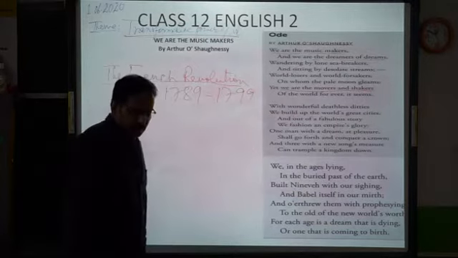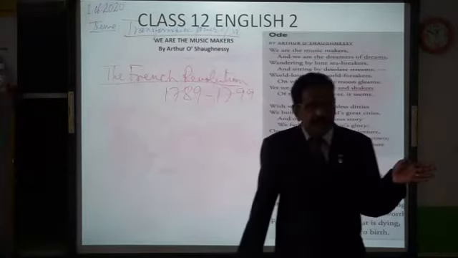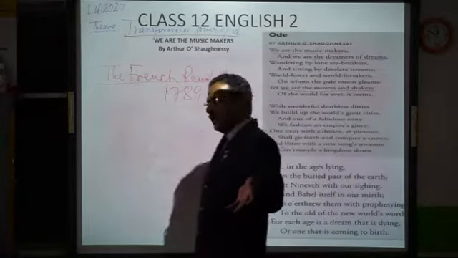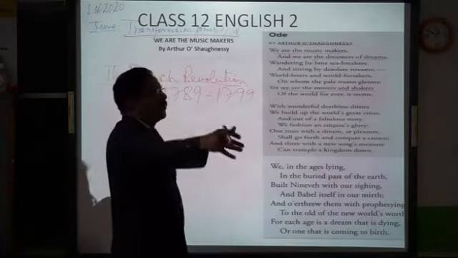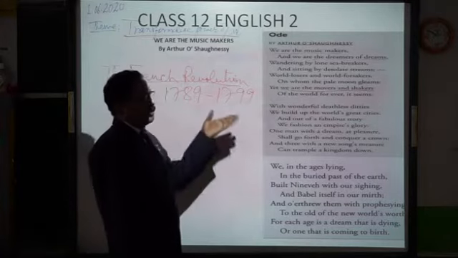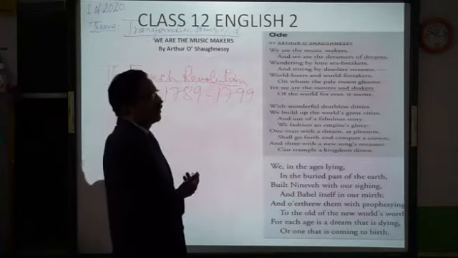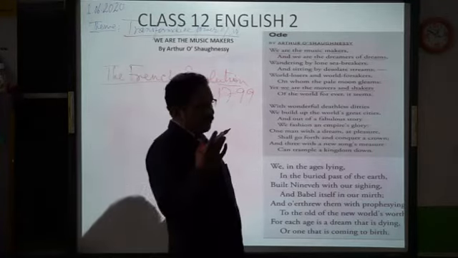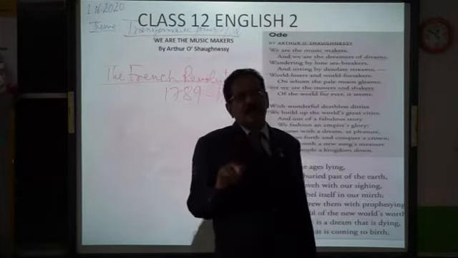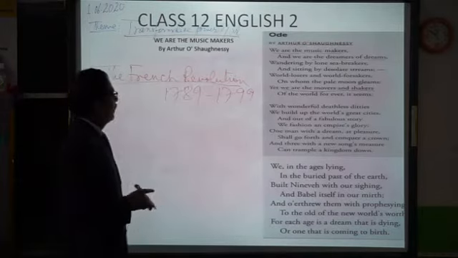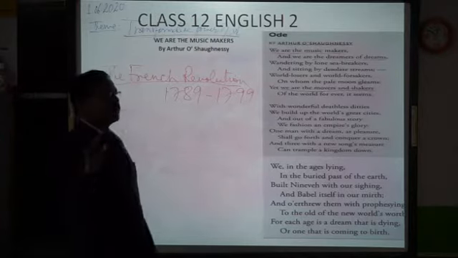1799. Alright? The French Revolution happened in 1789, and in 1799 Napoleon Bonaparte comes and takes over or removes the impacts of this revolution. Once again he re-establishes, or tries to establish, a monarchy. That's what happened. Now you learn the causes of the French Revolution.